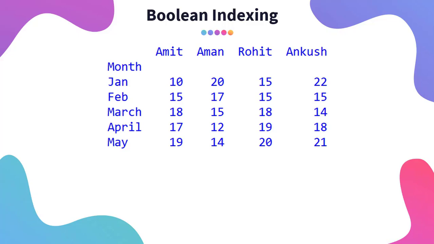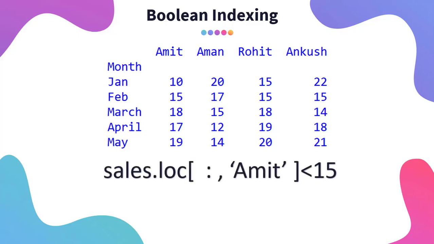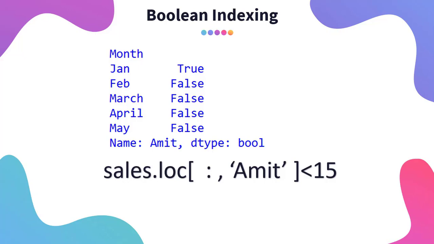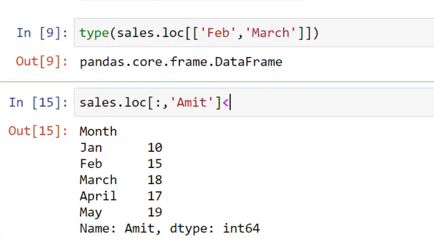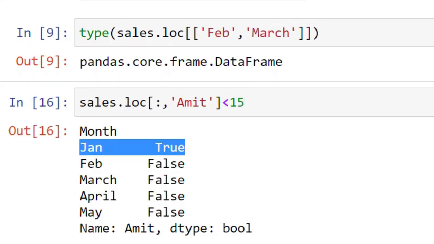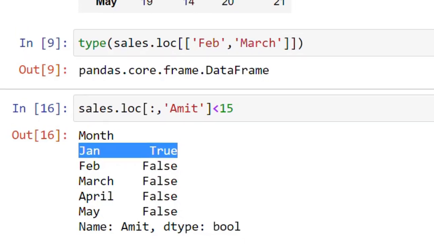Now we will learn about the Boolean indexing. If I write it like this, here less than 15 means that in the DataFrame for column label Amit, where the value is less than 15, only the month of January satisfies this condition, and this is the result. The only month which is true is where this condition is satisfied. So I run this code, and here January is true. Rest of them are false.